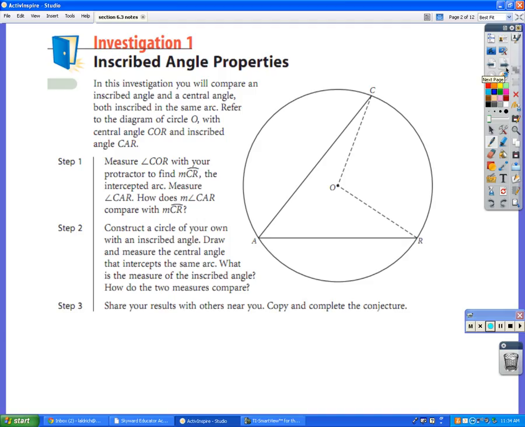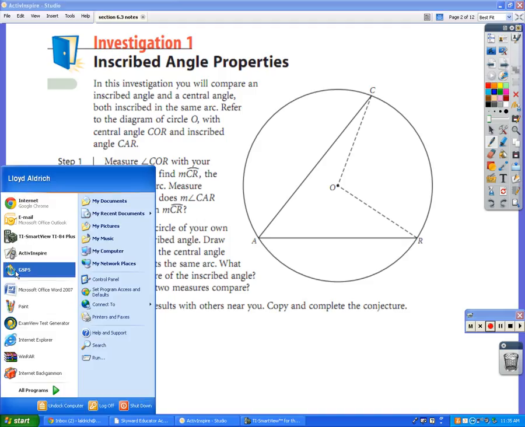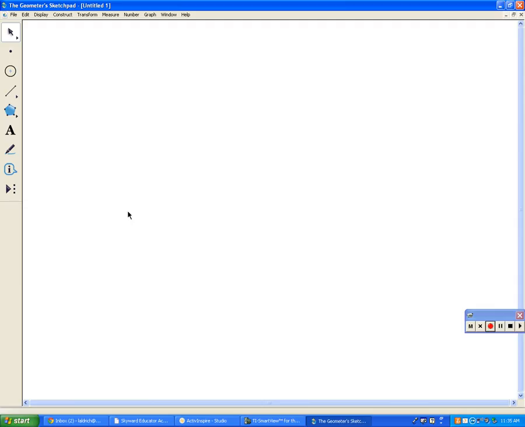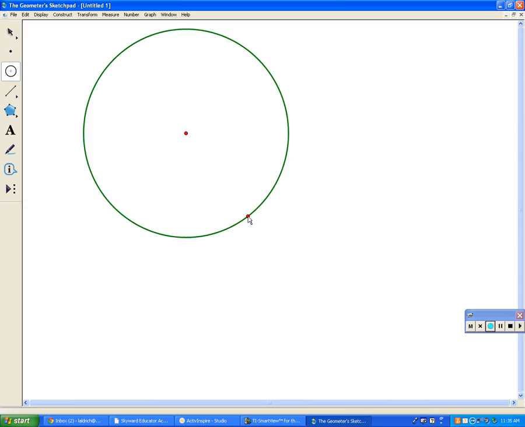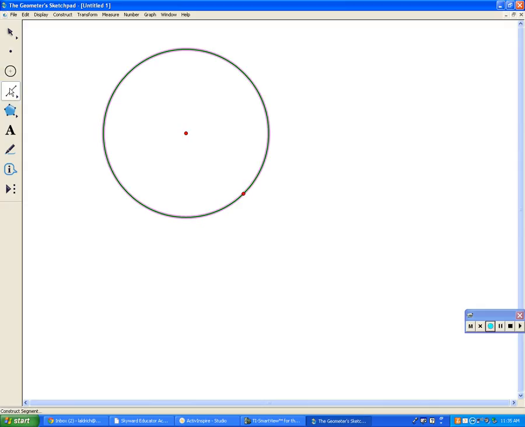Okay? So what we're going to do today is we are going to look at inscribed angles. So let's get that going here. What is an inscribed angle? Touches the circle, yeah. Okay, so if I start with the circle like this, and I wanted to make an inscribed angle, then I would need my vertex to be on the circle itself. Okay, all right.